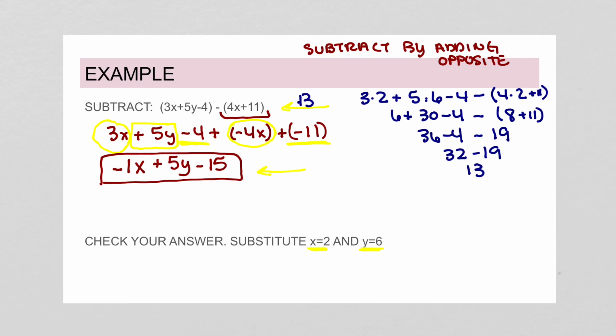Let's see if we get the same thing down here. So I've got negative 1 times x, which is basically negative 2, plus 5 times 6, minus 15. Okay, so I have to do 5 times 6 first. So I've got negative 2 plus 30, and I've still got minus 15. Okay, negative 2 plus 30 is 28. And then I've got minus 15, or plus a negative 15, however you want to look at it. And there I get 13.